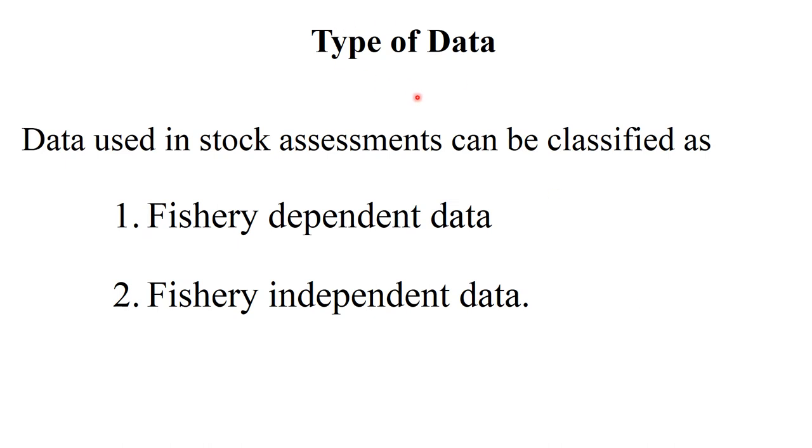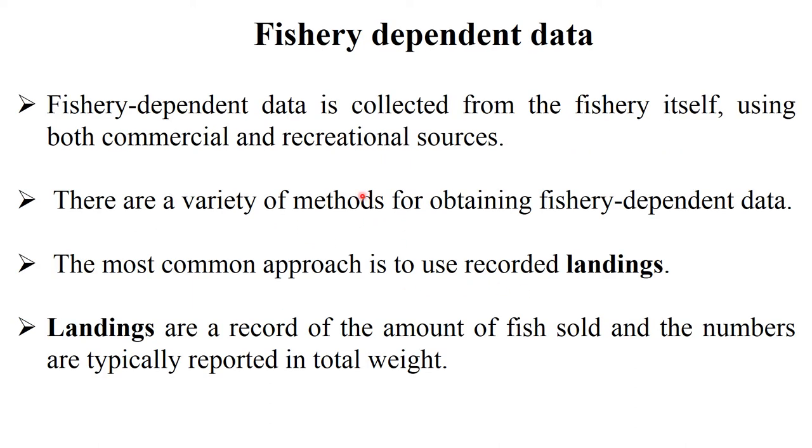There are two kinds of data required for stock assessment. We classify these two kinds of data into fisheries dependent data and fisheries independent data. Fisheries dependent data means the data is collected directly from the fisheries itself, from the fisheries sector, the fishermen and the fishing boats.